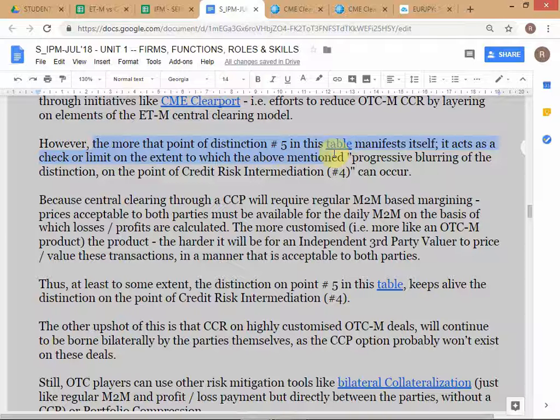Now we're talking about a third factor. First we said traditional restrictions, then we said restrictions are getting blurred, and then on point number 4 we looked at how credit risk intermediation by a central clearing house can happen even in the OTC market.